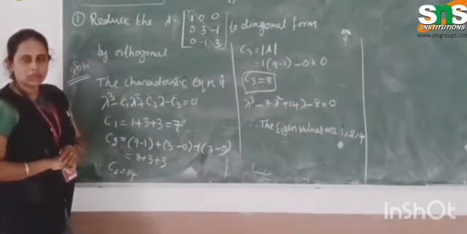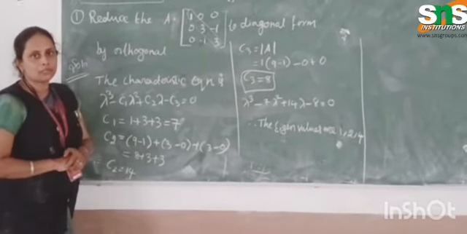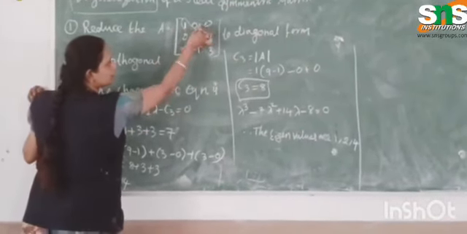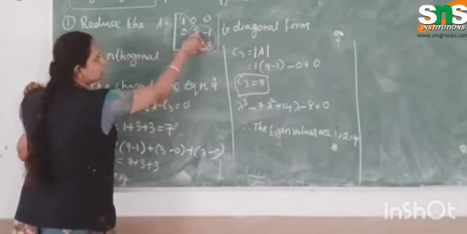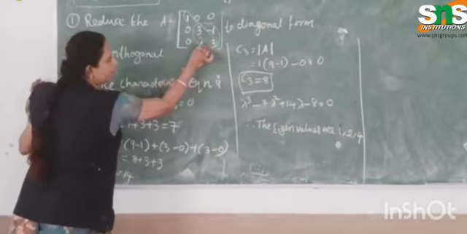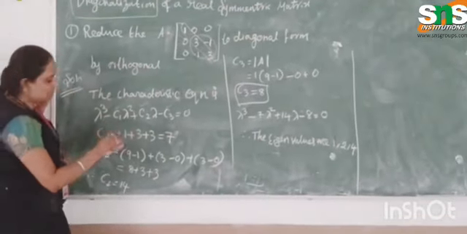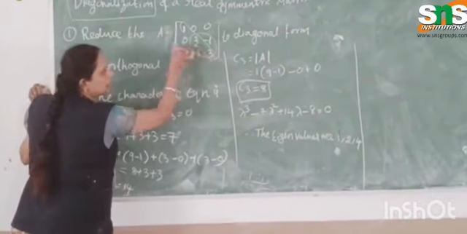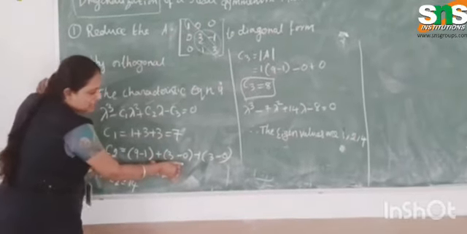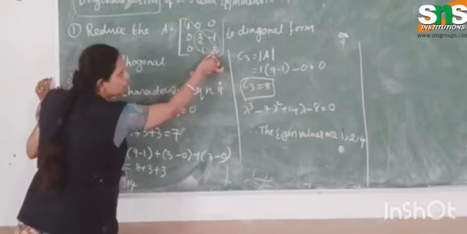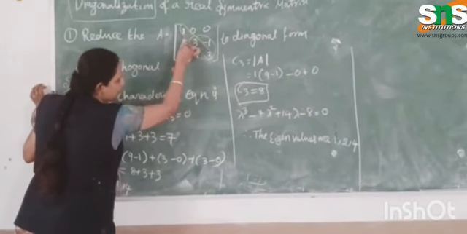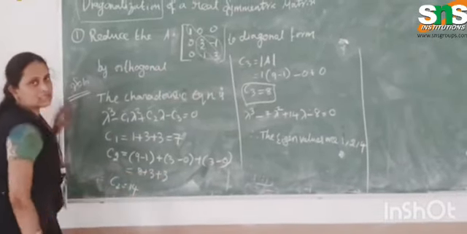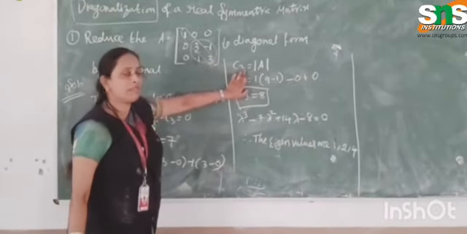Next, how can we find c2? c2 is the sum of the minors of the main diagonal elements. Leaving the first row and first column, we determine 3 into 3 is 9, minus into minus is plus, the formula has a minus, so minus 1, and 9 minus 1 is 8. Then leaving the second row and second column, we get 3 minus 0, that is 3. Leaving the third row and third column, 1 0 0 3, that is 3. After simplification, 8 plus 3 plus 3 is 14. This is c2.